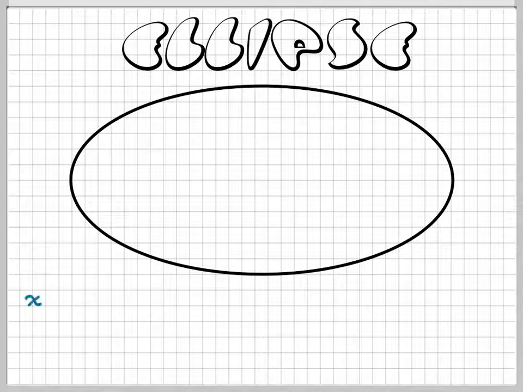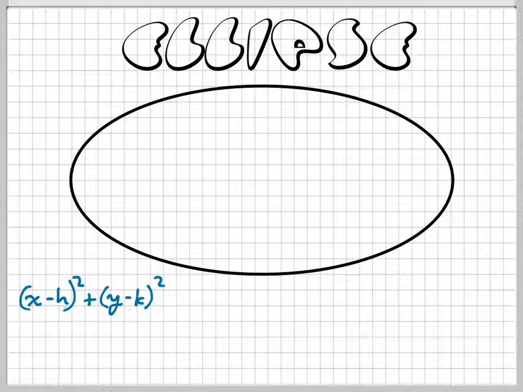So we're going to start out with (x minus h) squared, and we're going to add (y minus k) squared. The h and the k are still the center. So that's the center of your shape, your ellipse. Okay, that's a big dot right there. And then it equals 1. It doesn't equal r squared. It equals 1. And then on the left side, we're going to have these fractions.